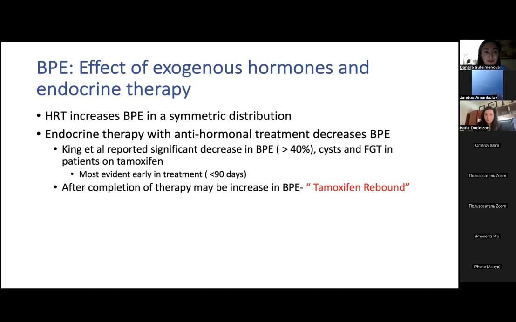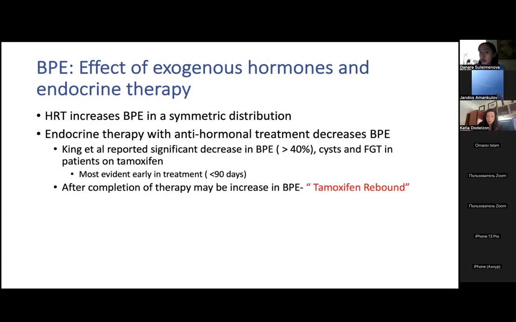And as I mentioned, endocrine therapy with anti-hormonal treatment should decrease BPE, but it doesn't decrease it in all patients. So in those patients where it does not decrease, that's something to mention in your report, because that's a sign to the oncologist that it's not actually working well for this particular patient. Usually the drop in background parenchymal enhancement with anti-hormonal treatment or chemoprevention is seen very early in the treatment, usually within 90 days of treatment.